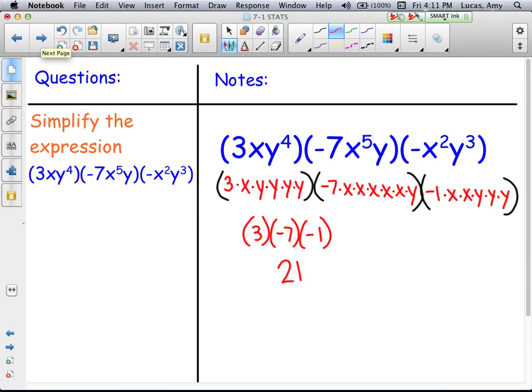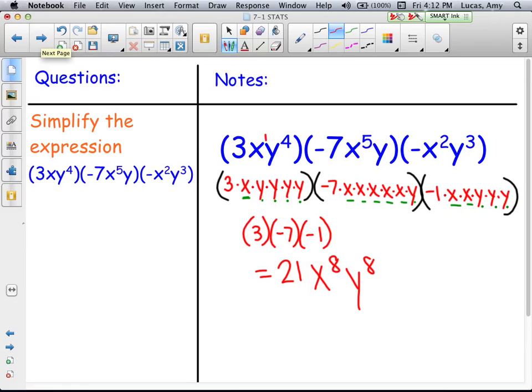Then I can count how many x's I have. 1, 2, 3, 4, 5, 6, 7, 8. I have x to the 8th power, and then y's 1, 2, 3, 4, 5, 6, 7, 8. So y to the 8th power. Simplified form.